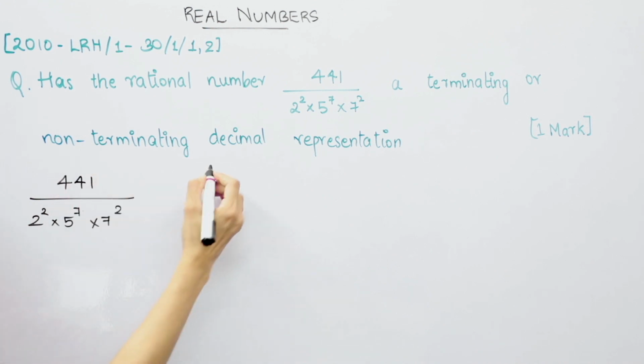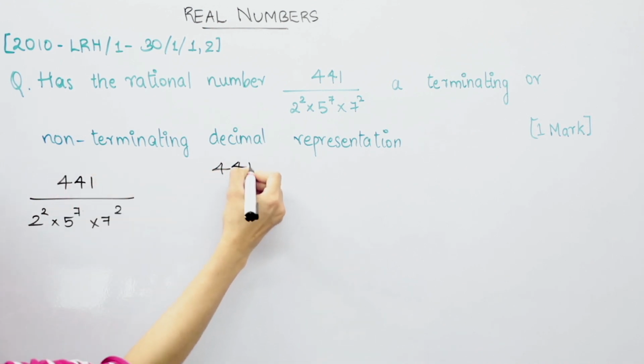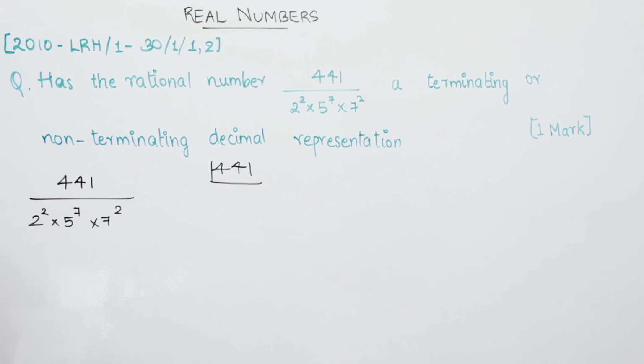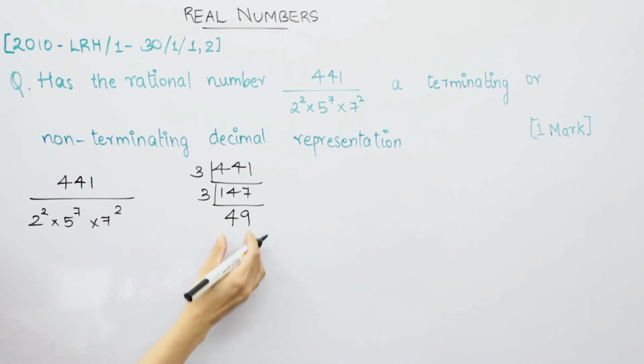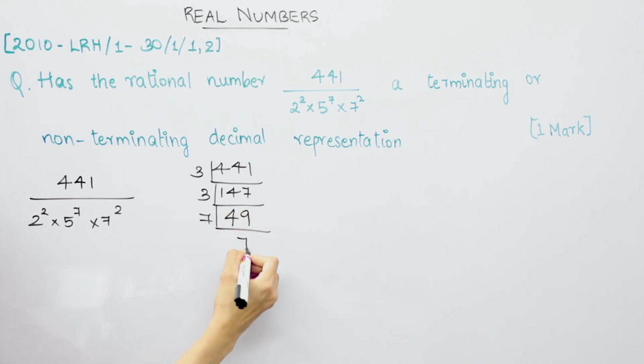Now let's try factorizing 441. 2 will not divide 441. So let's try with 3. 3 1's are 3, 14, 3 4's are 12, 21, 3 7's are 21. Again, let's try dividing by 3. 3 4's are 12, 27, 3 9's are 27. 49 is 7 squared, so 7, 7.